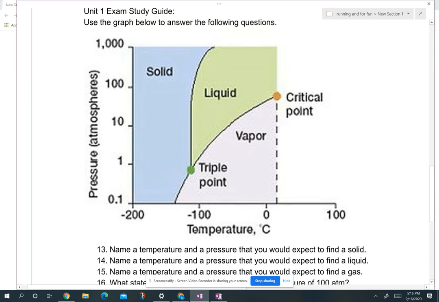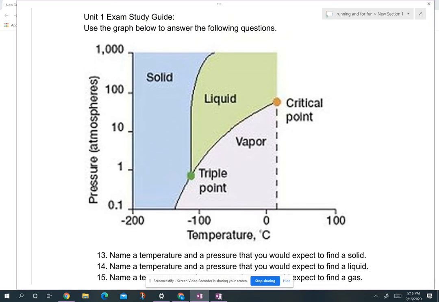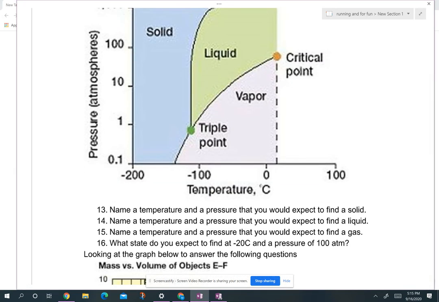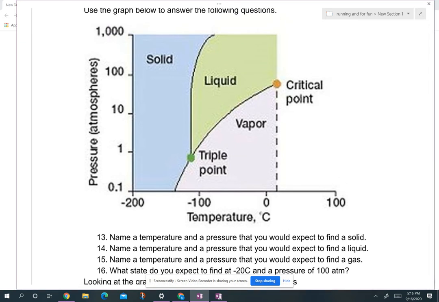Next thing is to look at this pressure graph. So on the test, you will be asked to read a pressure graph and to be able to determine where you would find solids, liquids, and gases. So pretty much all you have to do is to figure out a few points, right? So on the first question, they ask you, where do you expect to find a solid? So pretty much anywhere in this area, you would find a solid. So you just have to pick a point in this area in which you would find a solid.